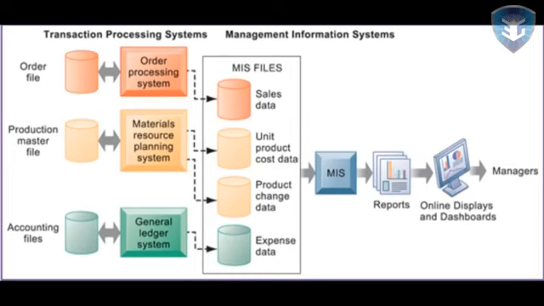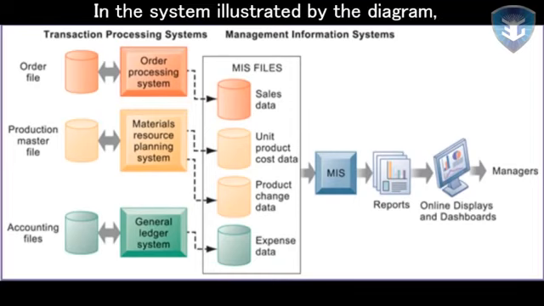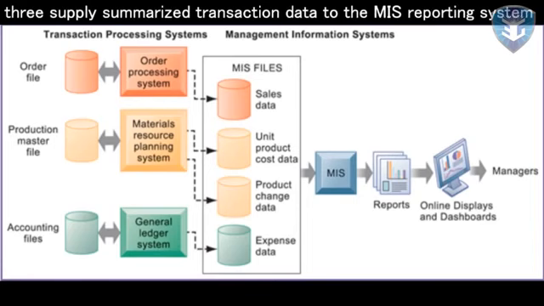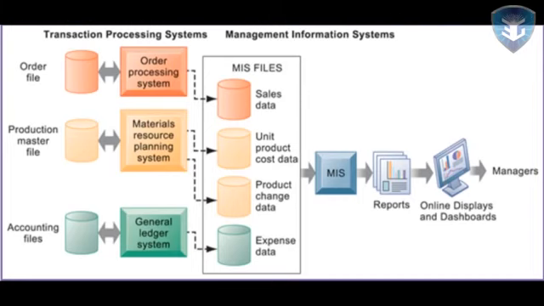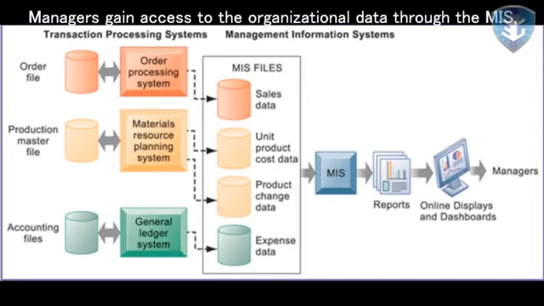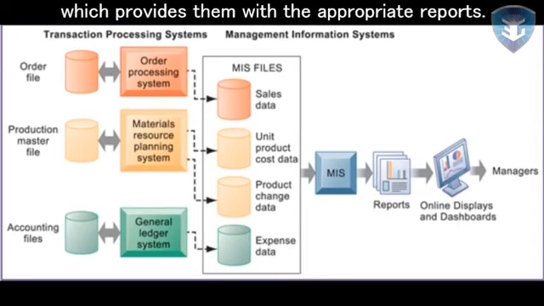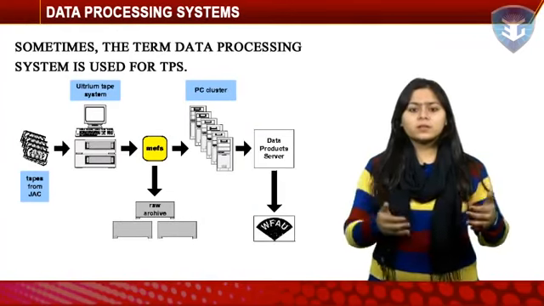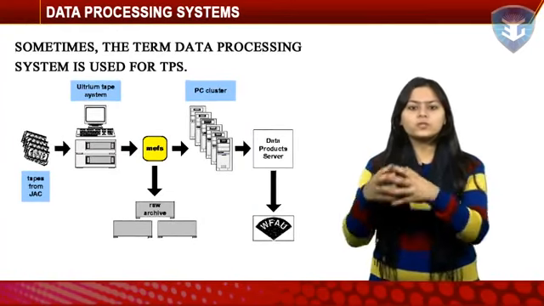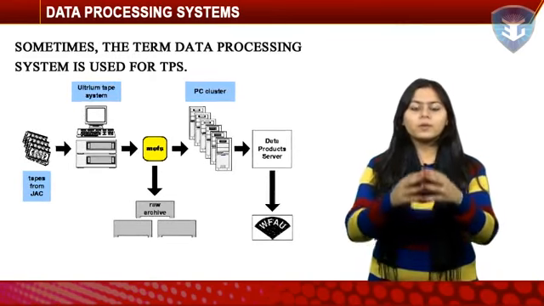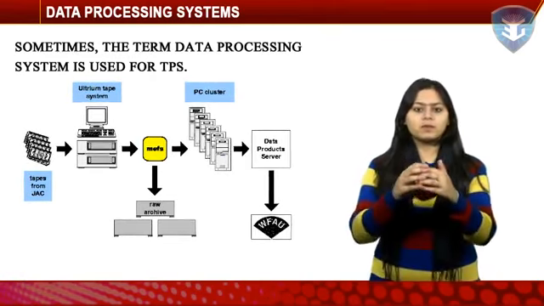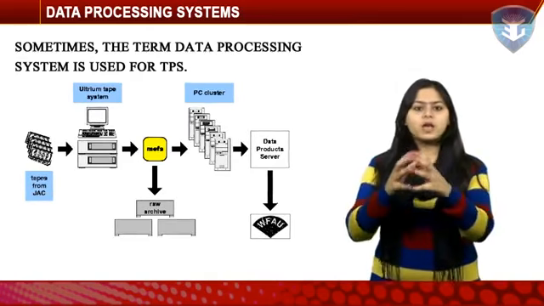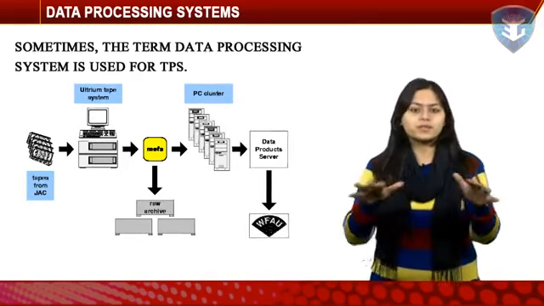From the diagram above, we can see that in the system illustrated, three TPS supply summarized transaction data to the MIS reporting system at the end of the time period. Managers then gain access to the organizational data through the MIS, which then provides them with the appropriate report. Sometimes the term data processing system is used for TPS. The primary purpose of these systems is to effectively process the data that arise from transactions.